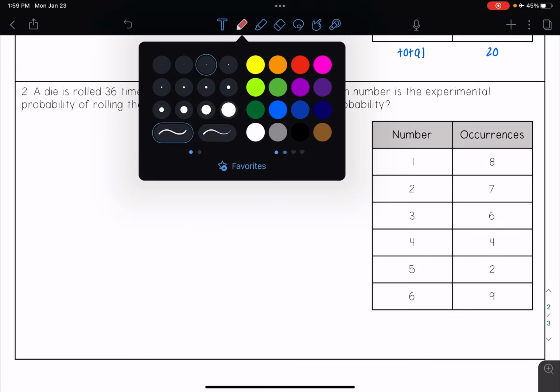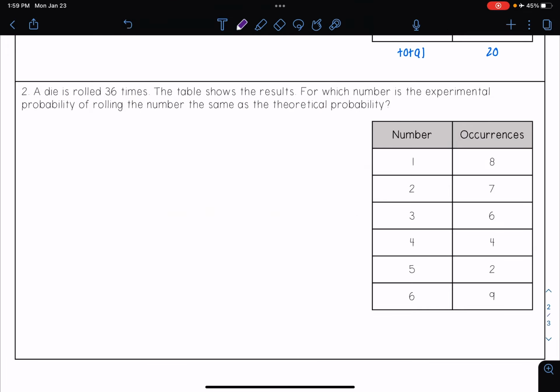Okay, let's look at one more. This one says a die is rolled 36 times. So right there, I know my total for the experimental probability. The table shows the results. For which number is the experimental probability of rolling the number the same as the theoretical probability?